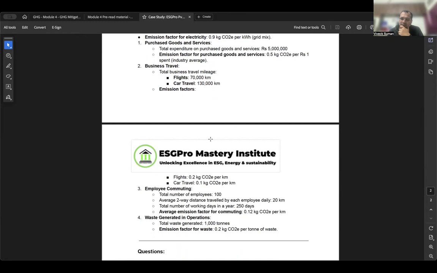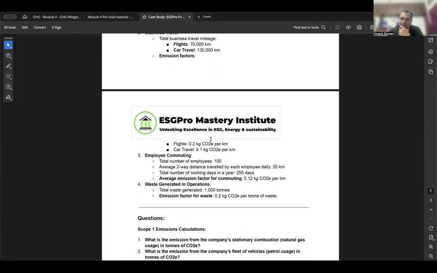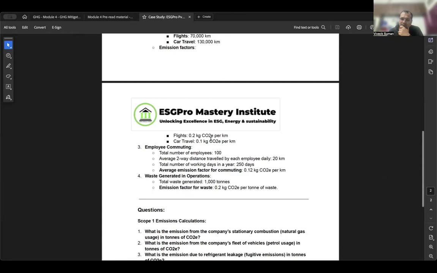And in the case of car travel, it's about 130,000 kilometers. The emission factor for flights is 0.2 kg CO2 equivalent per kilometer. Car travel is about 0.1 kg CO2 equivalent per kilometer.